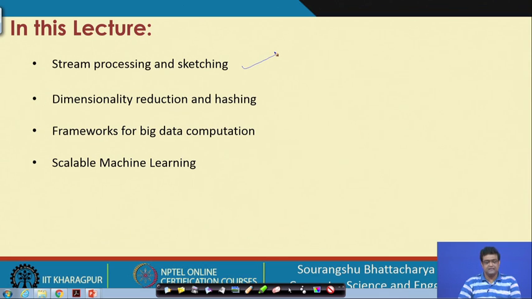And then the second group of topics is around dimensionality reduction and hashing. We will introduce the problems and describe what the problems are and what the area is. The third theme is frameworks for big data computation. Again we will describe the problems, and the fourth broad theme is scalable machine learning.